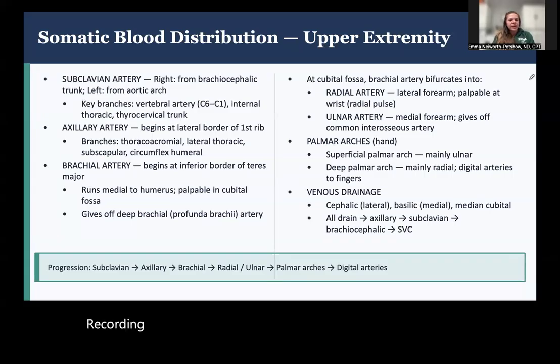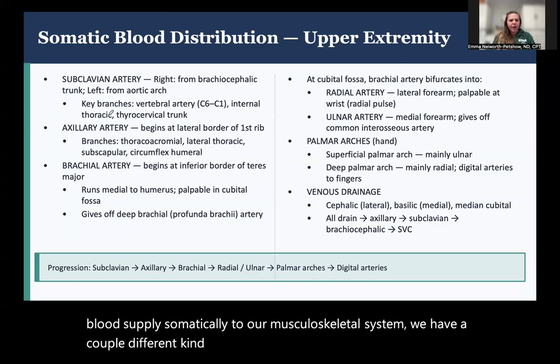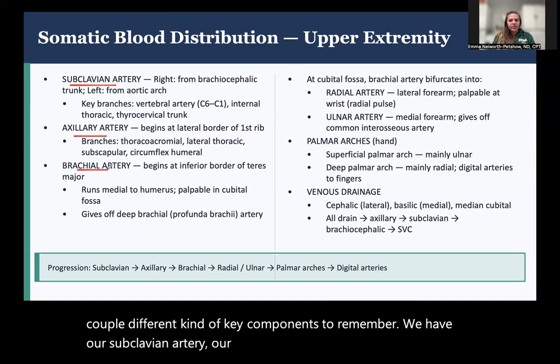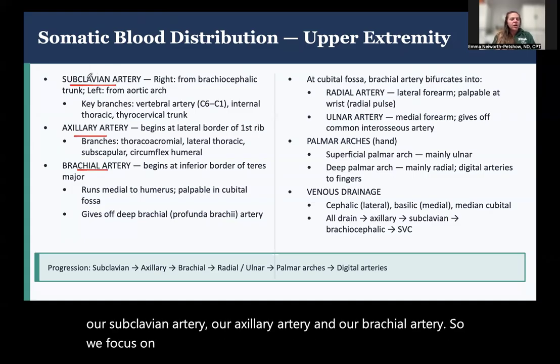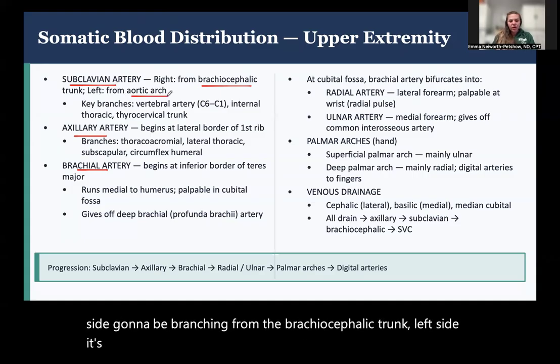Looking at the upper extremity and the blood supply somatically to our musculoskeletal system, we have a couple different key components to remember. We have our subclavian artery, our axillary artery, and our brachial artery. So we're going to focus on these three first. Our subclavian artery on the right side is going to be branching from the brachiocephalic trunk. On the left side, it's going to come directly from the aortic arch.